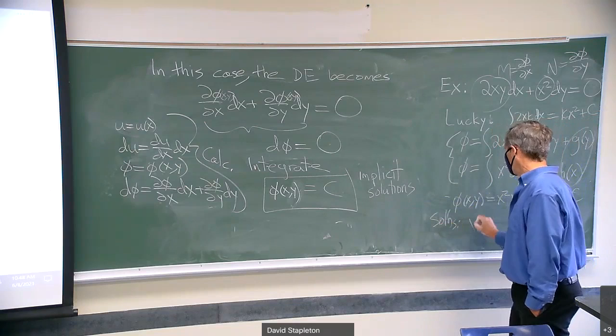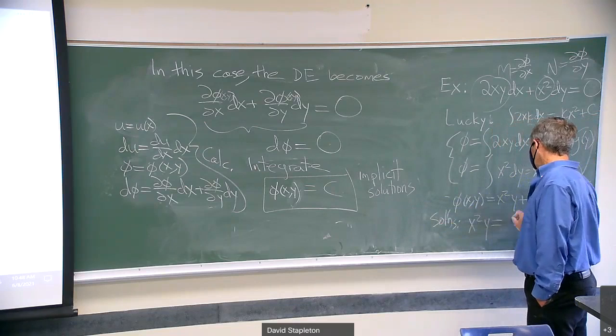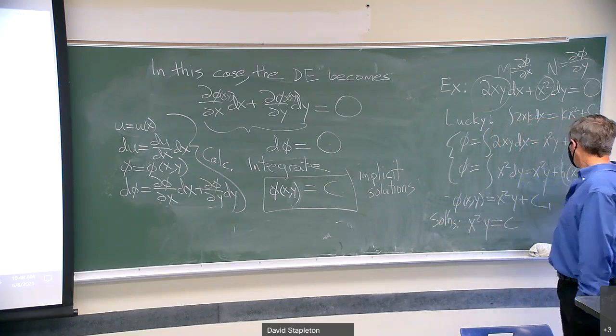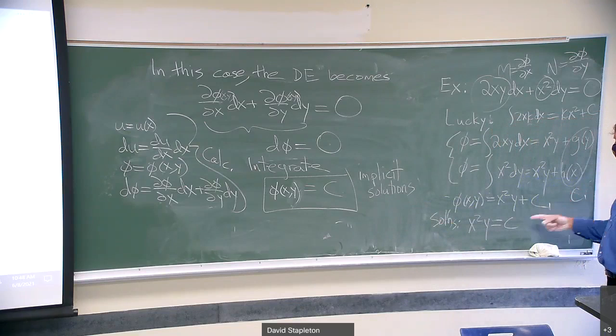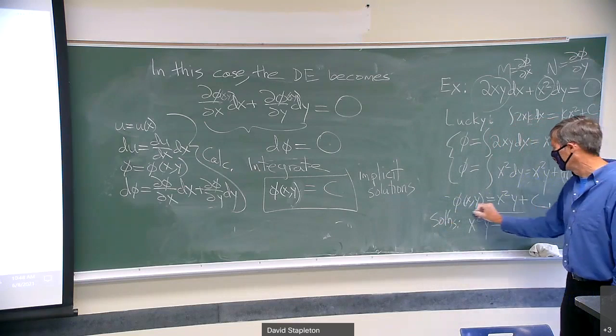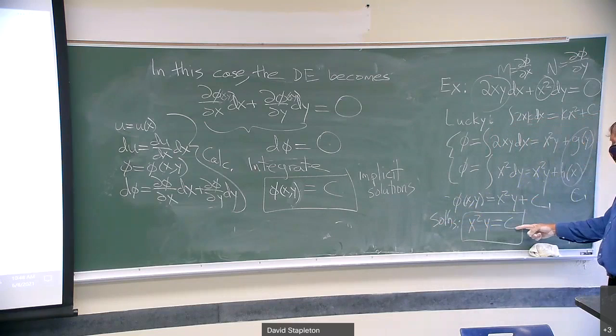So the solutions are x squared y equals c. Let's call this c1. This can be a different constant there, but the solutions are like y equals c over x squared. It's time to quit. I think I'm over.